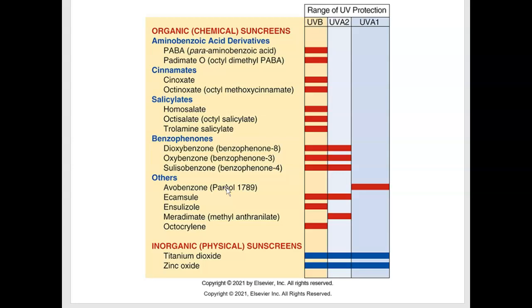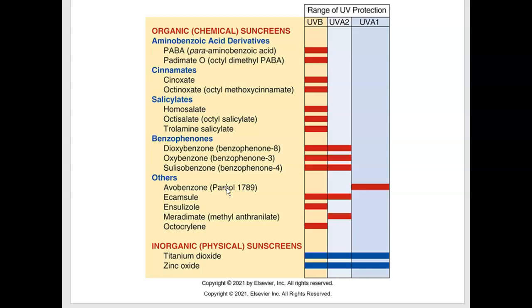And then sunscreen products are labeled with a sun protection factor, which is SPF. So that's the index of protection against UVB. So SPF does not say anything about UVA. It's only referring to UVB. The relationship between your sun protection factor and protection against sunburn is not linear. So an SPF of 30 does not indicate twice as much protection as an SPF of 15.